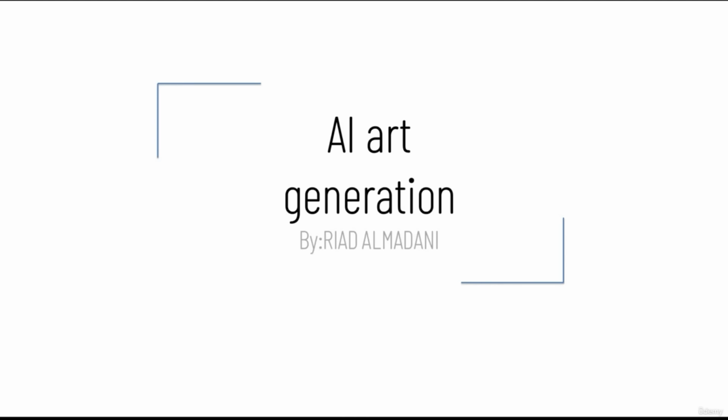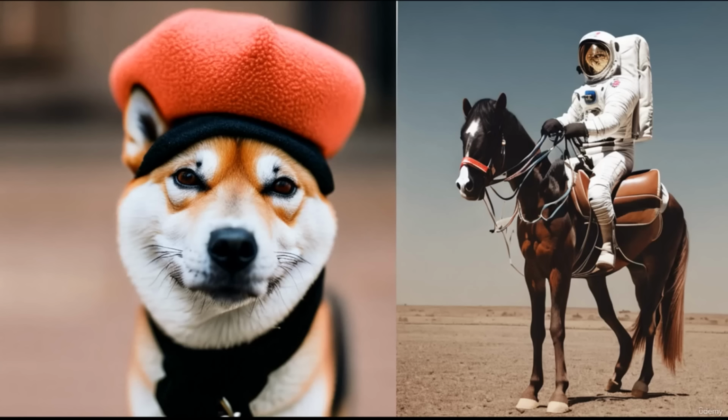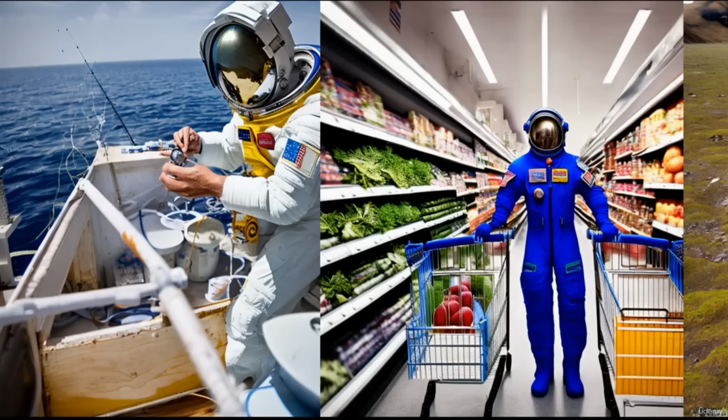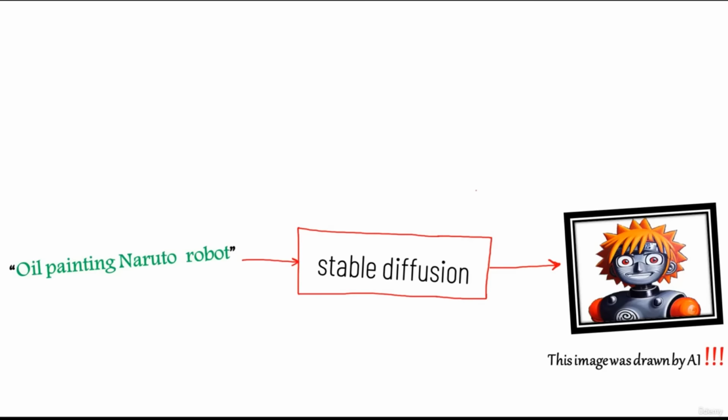Hi everyone, in AI art generation course. Did you ask yourself previously how artificial intelligence is able to generate all these amazing images? The answer is stable diffusion models. In this course, we will learn how these models work and how can we use them to generate amazing images.